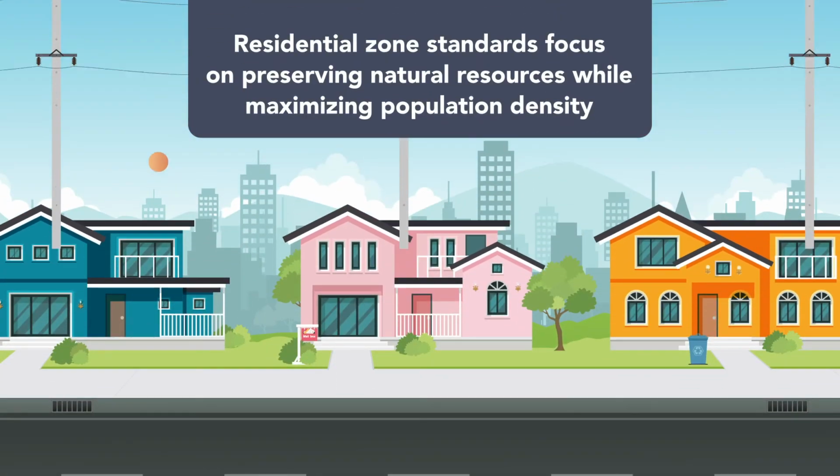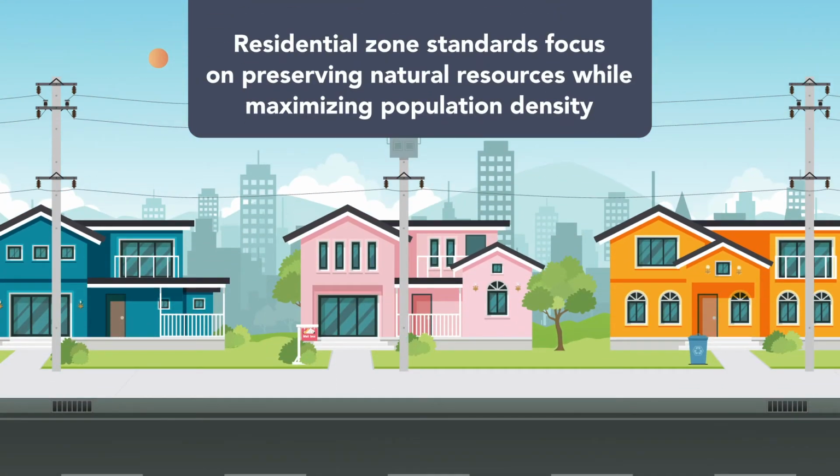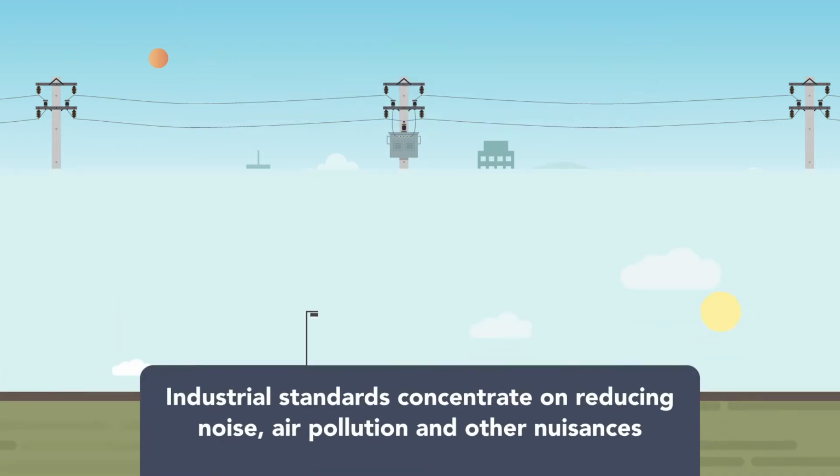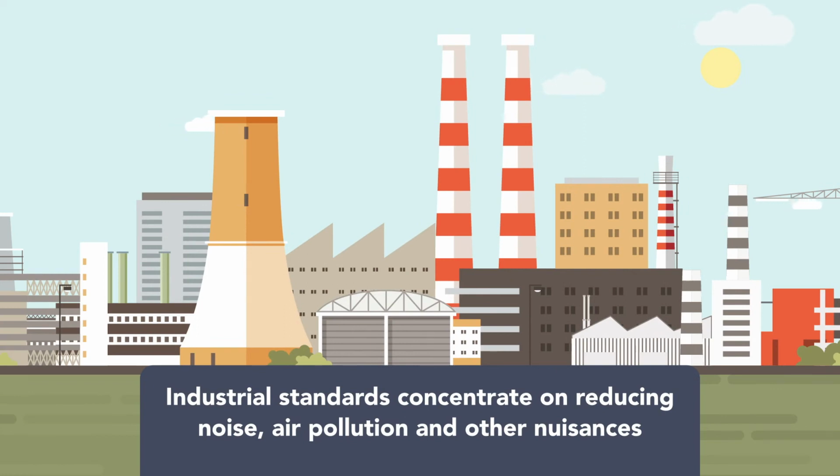Residential zone standards focus on preserving natural resources while maximizing population density and open spaces, while industrial standards concentrate on reducing noise, air pollution, and other nuisances connected with manufacturing activity.